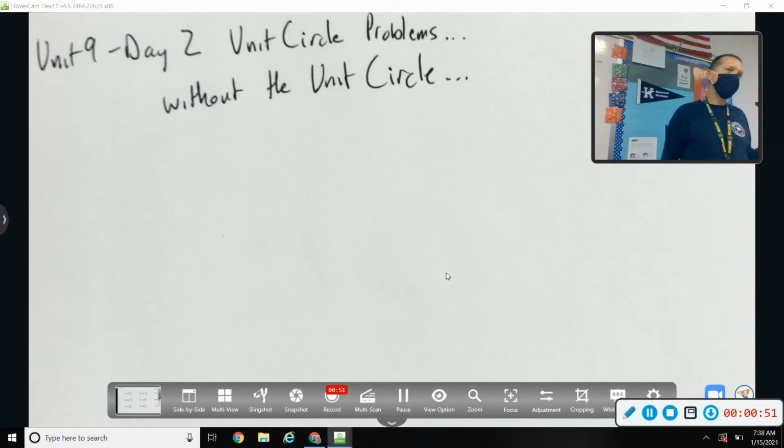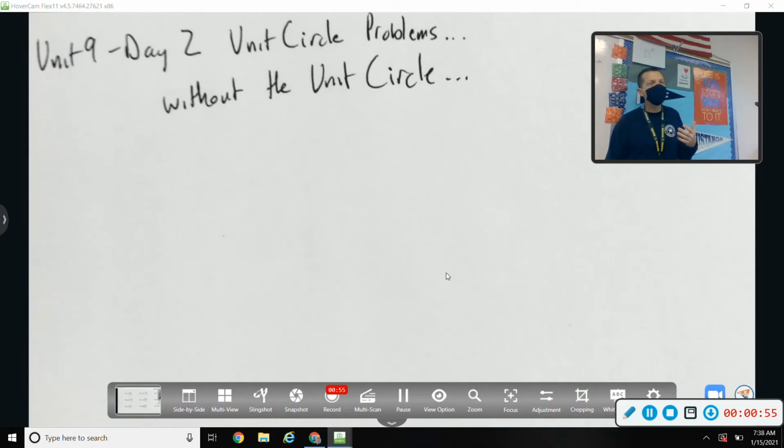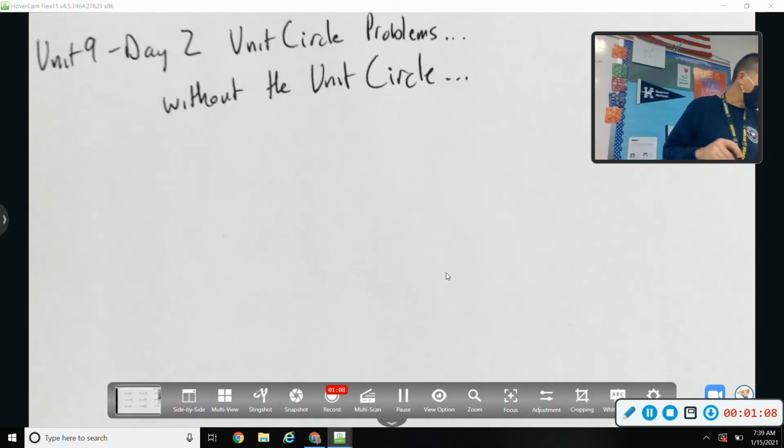Because as we go through the rest of the semester, you're going to need to know these values, and you're not going to need all of them all at once, so it's not worth it to write out the whole unit circle and then read off what you need. We need a faster, better way, and that's what we're going to do today.